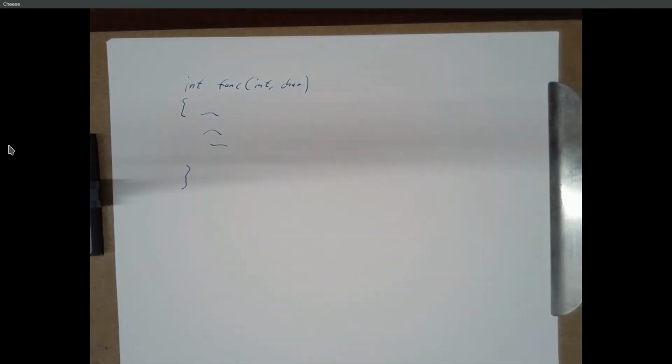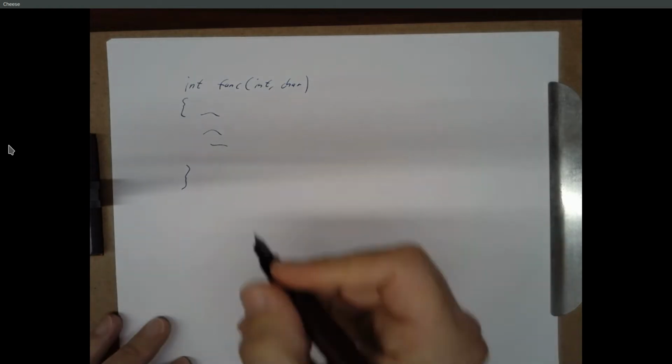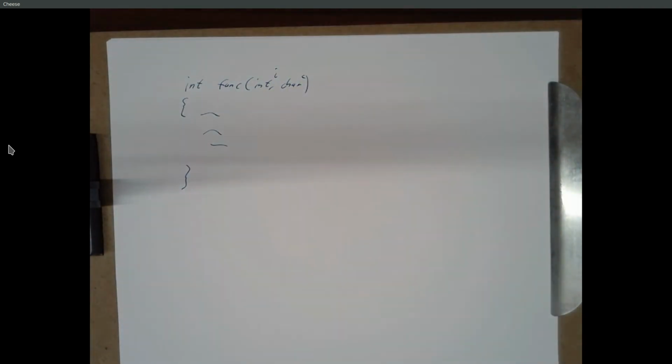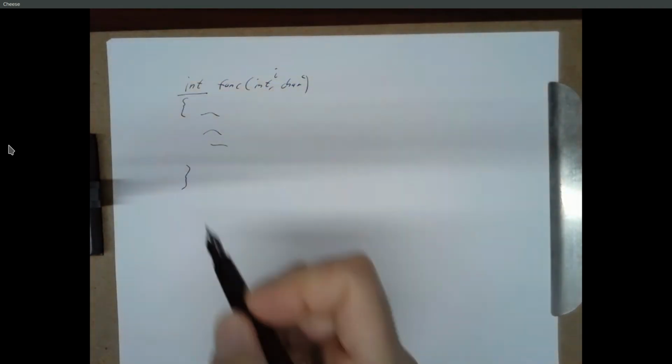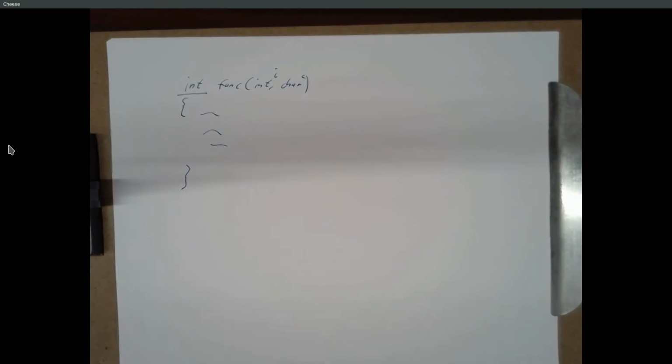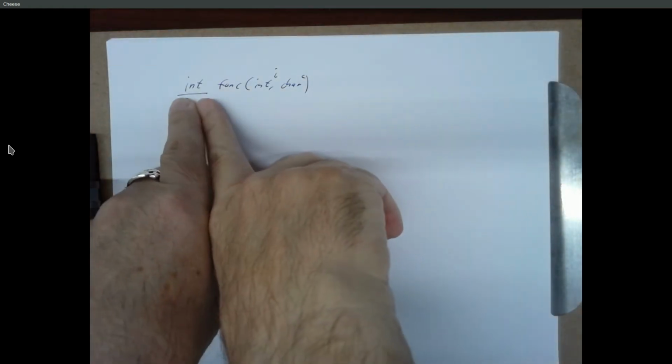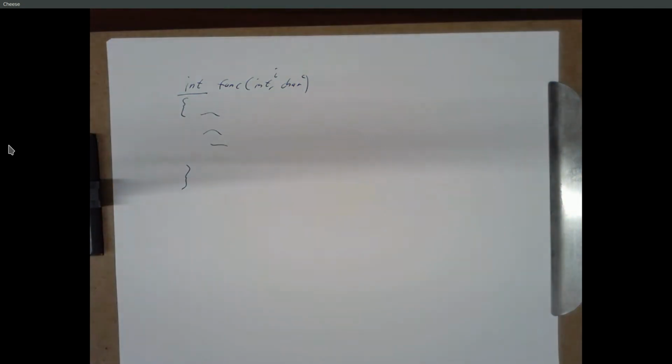So let's say you have a function called func, and we want to pass it an integer and a character. So this is integer i and this is character c, maybe, and we say int func. Functions have two things: something that goes in and something that comes out. This function has two things going in, an integer and a character, and one thing coming out, which is going to be an integer.